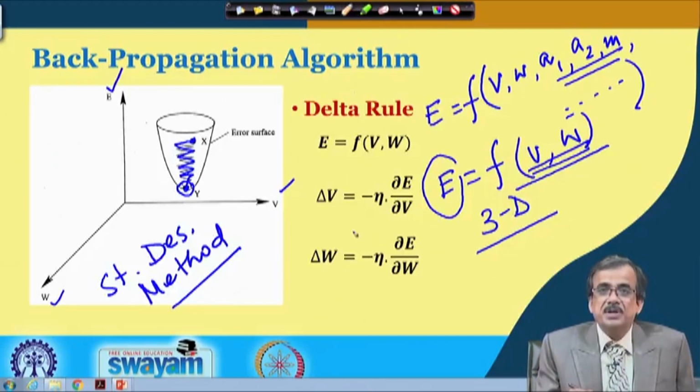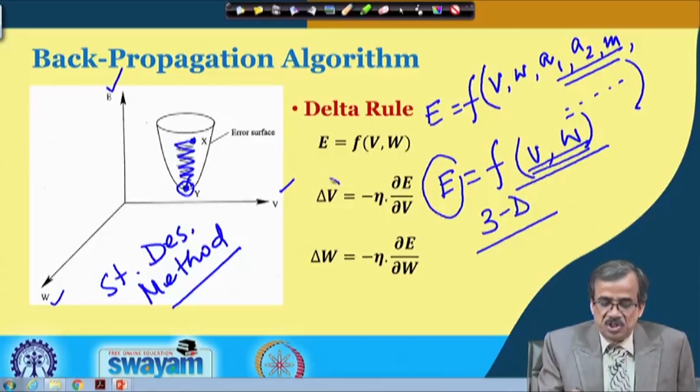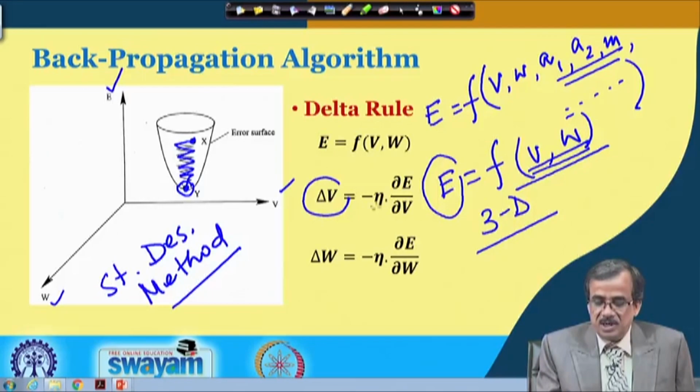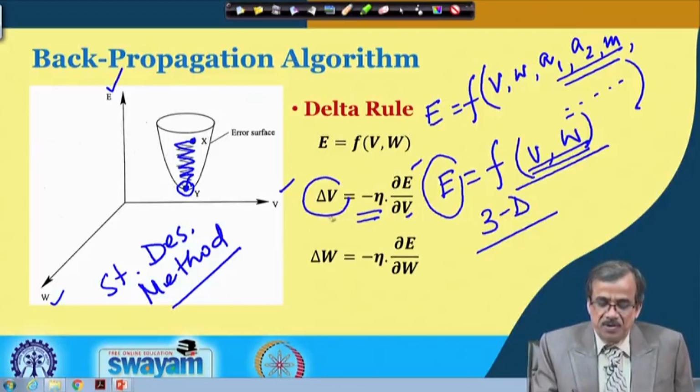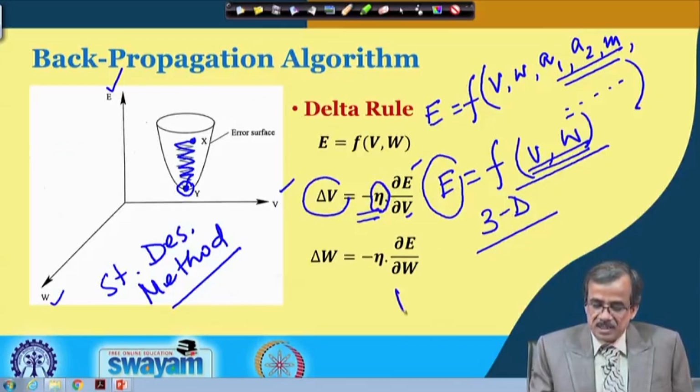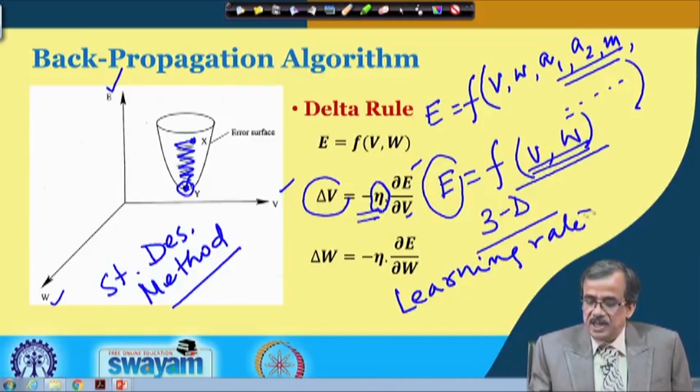Now, here what we do is we try to find out the change in V, that is the connecting weight between the input and the hidden layer, that is nothing but minus eta multiplied by the partial derivative of error E with respect to V. So, delta V is nothing but minus eta multiplied by del E del V. This eta is known as the learning rate. Now, this learning rate varies in the range of say 0 to 1.